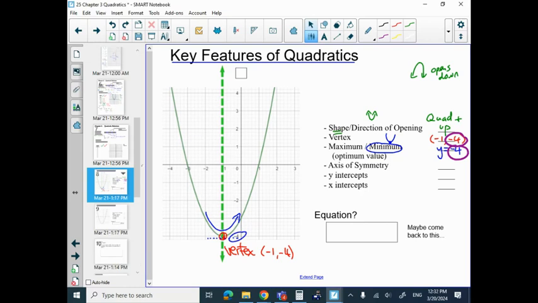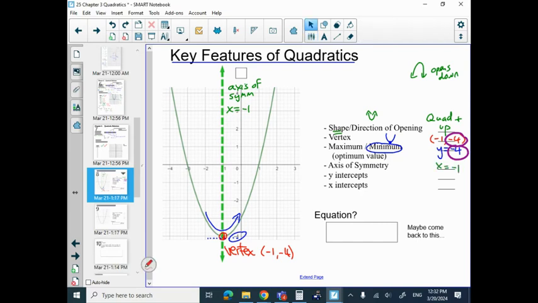Yeah, so your axis of symmetry in this case is these x values are all x values of -1. So this one here is an axis. That's the axis of symmetry, and it is x equals -1. It's just x equals the x value. So we're going to put this in here, x equals -1.